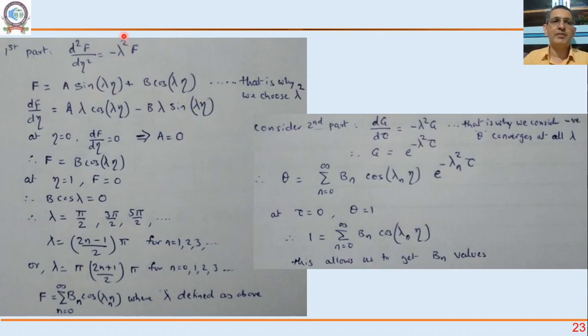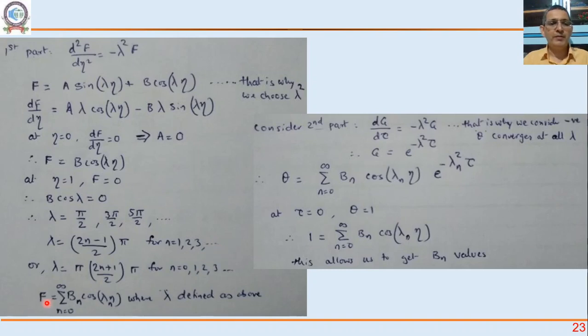Reason we do minus lambda square is because then we can write it as a sine lambda eta plus b cos lambda eta. If you put the first boundary condition at eta equal to 0, you will find that a is 0. So f becomes b cos lambda eta. Second boundary condition, if eta is equal to 1, f is 0. So b cos lambda must be 0. So lambda must be pi by 2 or 3 pi by 2 or 5 pi by 2. You can write it as lambda equal to (2n minus 1) upon 2 into pi for n equal to 1, 2, 3, or in other words you can say lambda is equal to pi into (2n plus 1) by 2 for n equal to 0, 1, 2, 3. Either way, choice is yours.